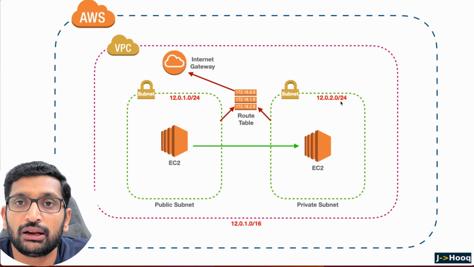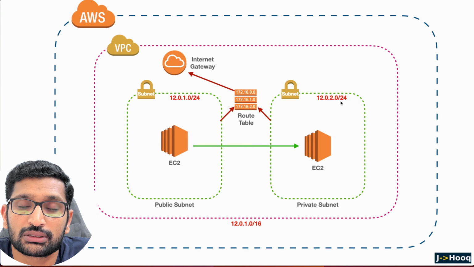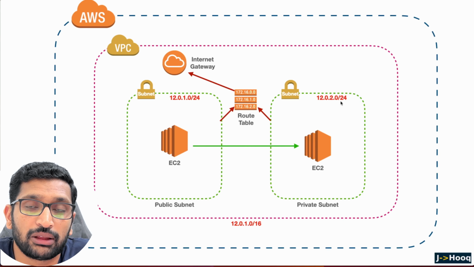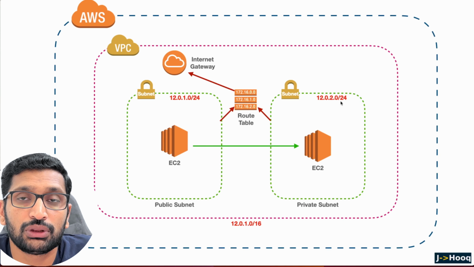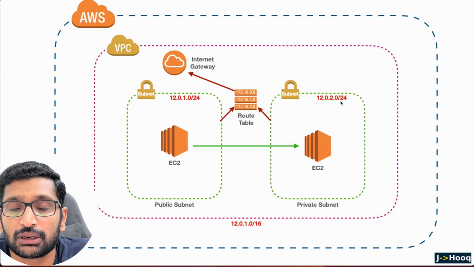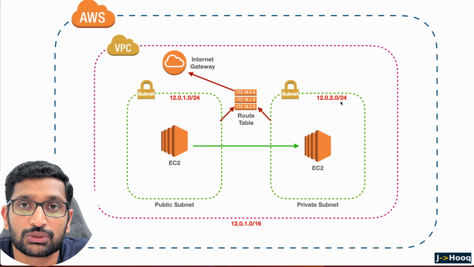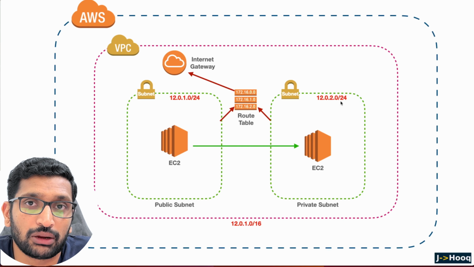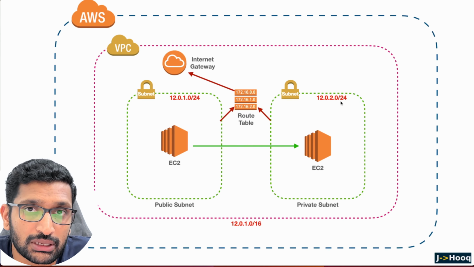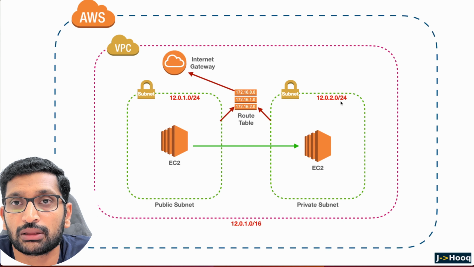These are the CIDR IP ranges, so just read about CIDR. These are the CIDR ranges we will assign inside my VPC. Those are necessary because any instance which you create inside those public and private subnets will fall under those IP ranges. That's a key thing which you need to keep in mind when you're working with this VPC and when you're trying to set up the public and private subnet.